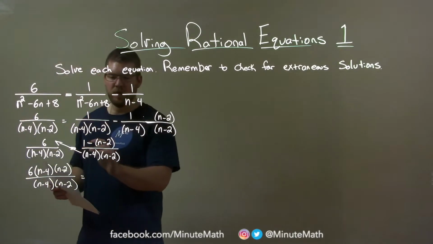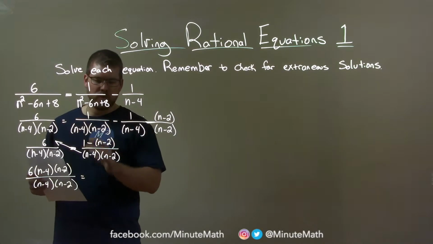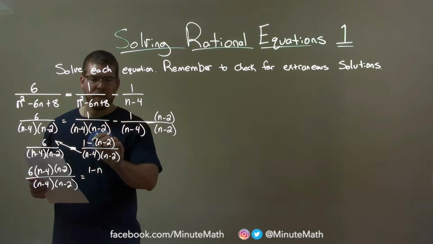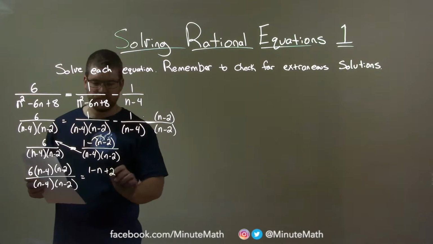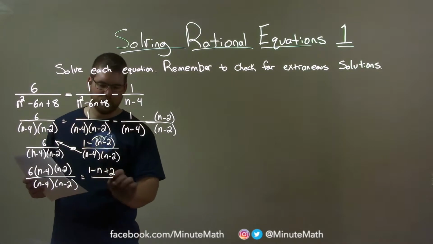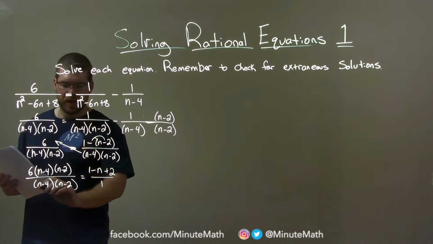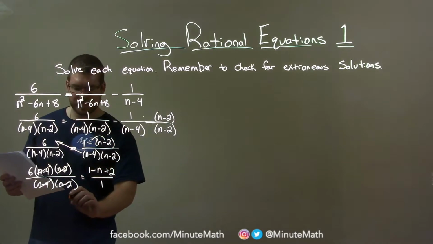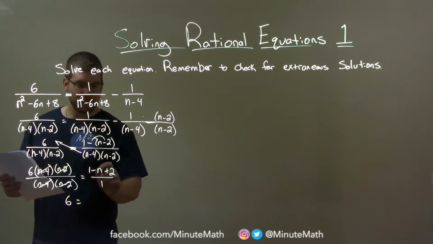The right-hand side, the numerator, that's what's left over here, and we have 1 minus n minus 2. So remember to distribute that minus sign. We have 1 minus an n, and then minus a minus 2 is plus a positive, so we have plus 2 here. And there's nothing in the denominator, and if you want to put it over 1, you can. For the left-hand side, this is pretty neat. N minus 4s will cancel, n minus 2s will cancel. So we have 6 now, completely by itself, and that's equal to 1 minus n plus 2.